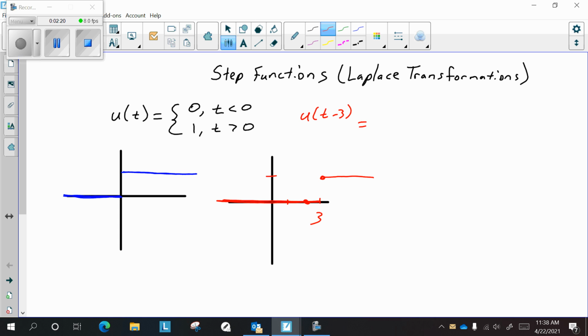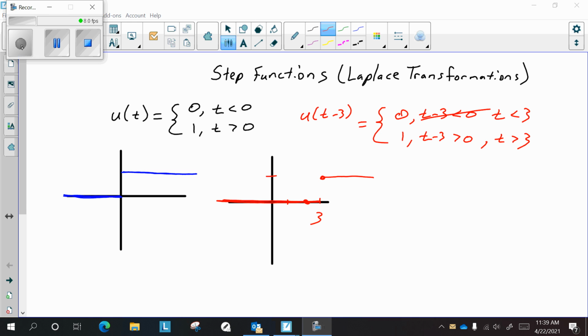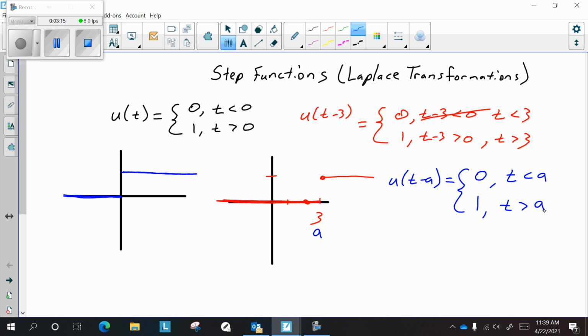So how do we write that? Then we translate everything. If we're replacing t with t minus 3 here, and t with t minus 3 here, essentially this would become t is less than 3, t is greater than 3. So when t is less than 3, we're at 0. When t is greater than 3, we're at 1. So we can make that generic. If we want to turn our switch on and off at a, then our step function u of t minus a would be 0 when t is less than a, 1 when t is greater than a. So that's going to be our step function.